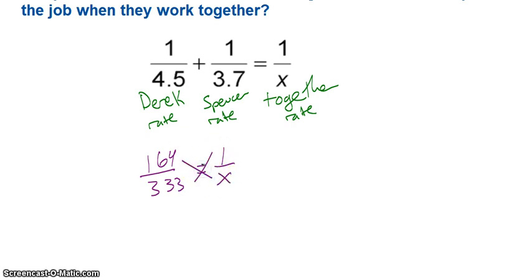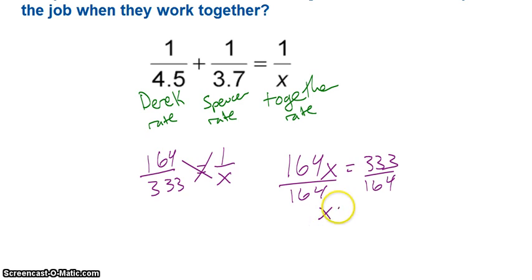At this point I can cross multiply, so I have 164x equals 333. Divide both sides by 164, and x is equal to about 2.0304, or about 2 hours. If that was like 2.3 or something, then that would be a little bit more significant than 0.0. So together, if these guys were mowing this particular lawn, it would be done in about 2 hours.